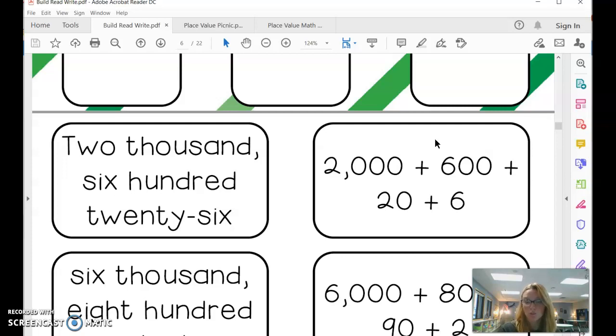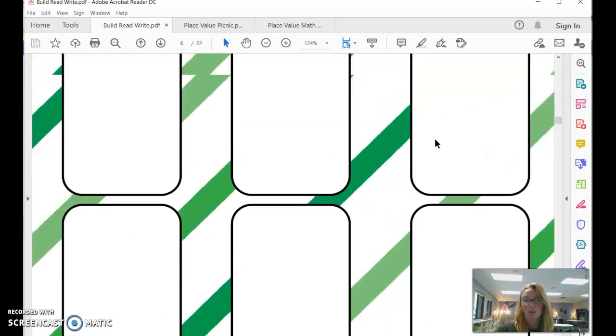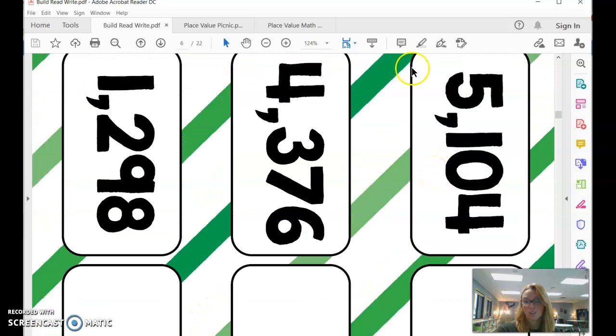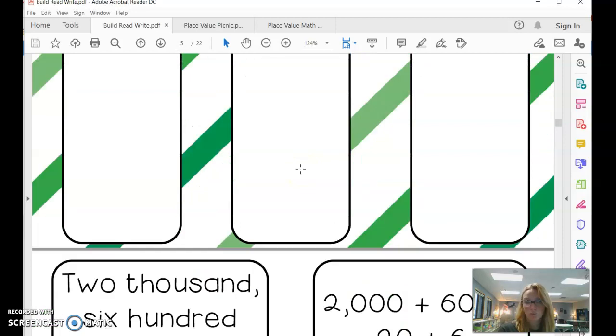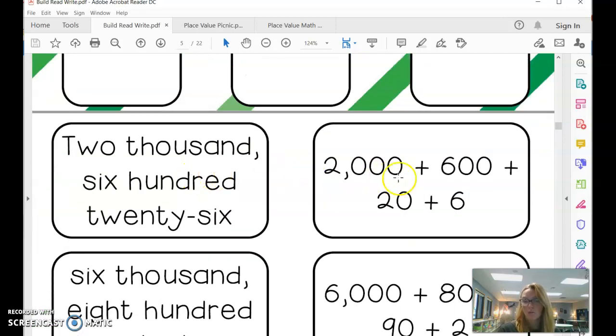So what you are going to do is you're going to match up all three. You're going to find which number card in its standard form matches with which word form and which expanded form. You're going to lay these out in front of you, and then you have a sheet that you are going to write your answers on.